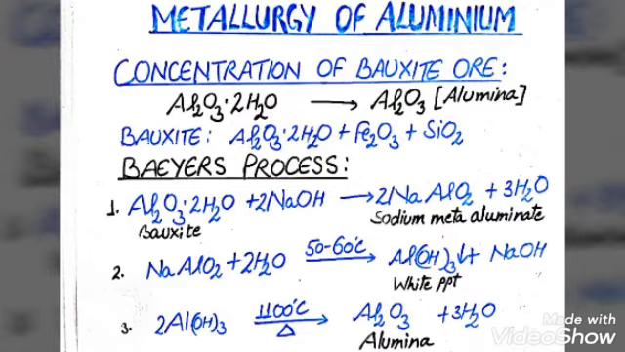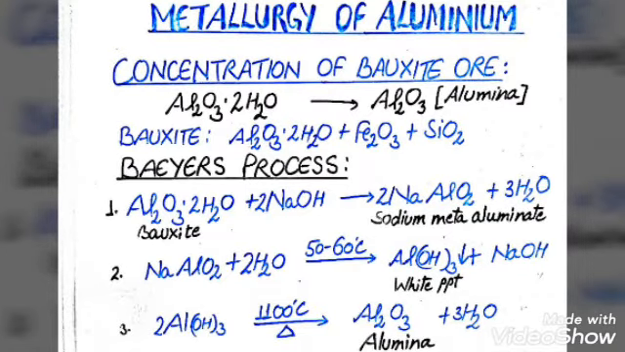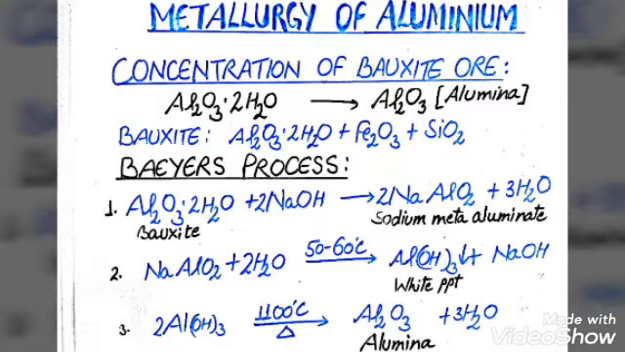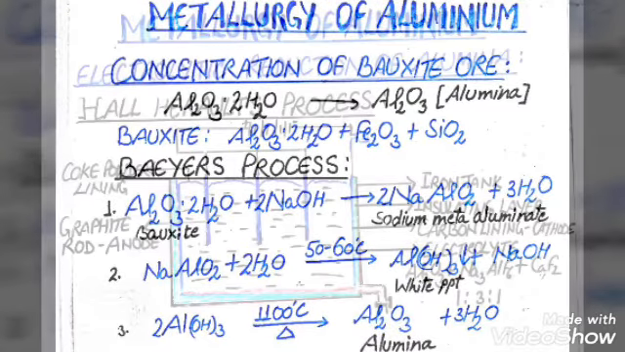The filtrate is mixed with water and heated to a temperature of 50 to 60 degrees Celsius, when it gives a white precipitate of aluminium hydroxide. This white precipitate is filtered, washed, and heated to a higher temperature of around 1100 degrees Celsius, when it decomposes to give Al2O3, which is called alumina. So in this way, bauxite is converted into alumina.